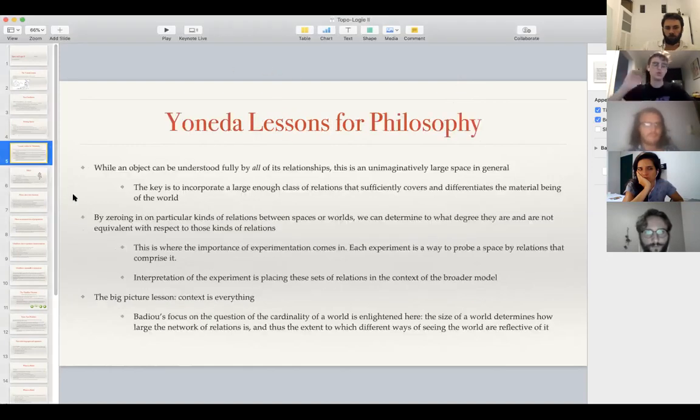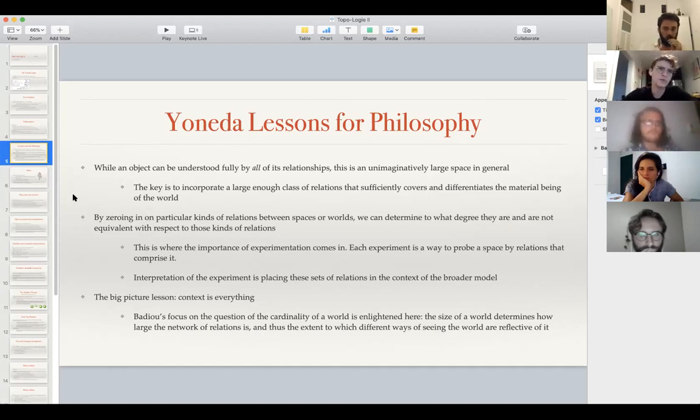Okay, so I have a few lessons for philosophy, and for what we're doing, like why all this Ioneda stuff matters before I get to the meat. The idea, as I've said a million times, is that we can understand an object fully if we understand all of its relationships. But of course, this is a very large space. It's in general very hard to know if we are even representing all of the relations that we care about to represent the object of study enough.